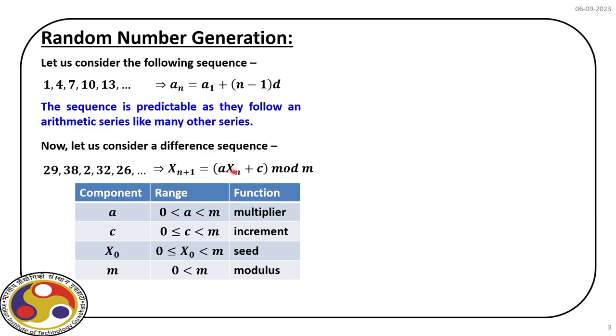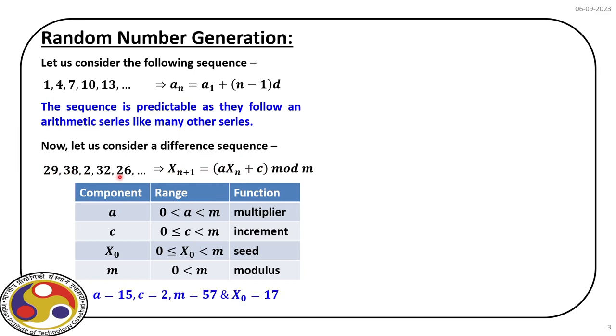Now, in this model, there are certain components. As you can see in this model, we have a, xn, then c, then obviously this m. So what are they? A is the multiplier, c is the increment. When n equals 0, that means when we start the sequence, that x naught is called the seed. If we change the seed, we can generate a different sequence. And m is the modulus. Obviously, they have certain ranges, which you can see on your screen. And if we start this sequence with the initial seed and fix the values of a, c, and m, then we can generate this type of sequence.